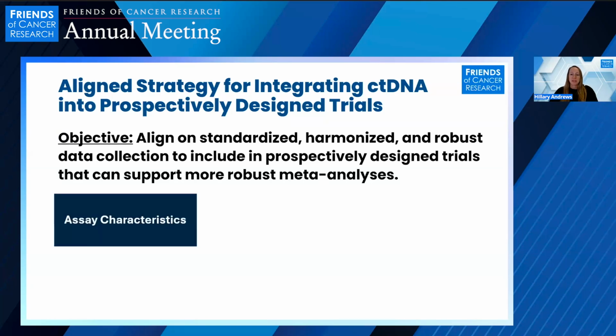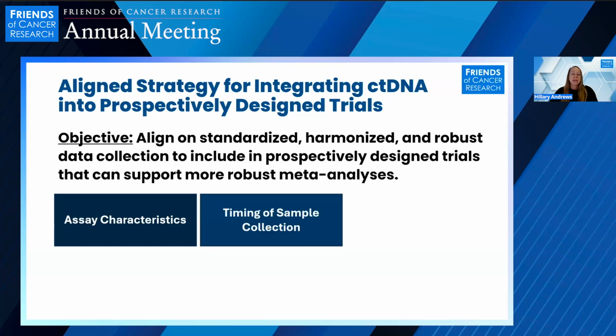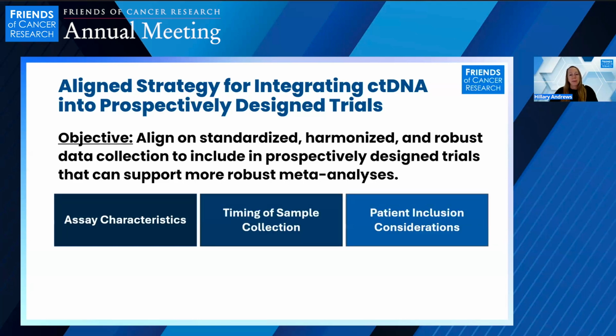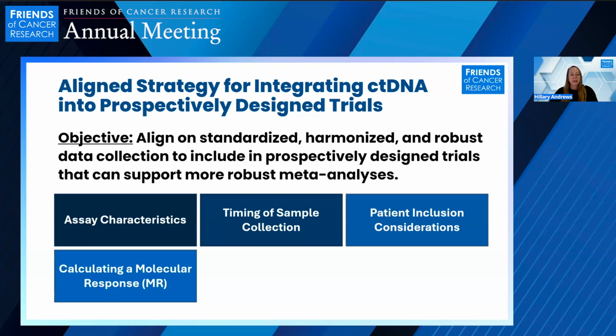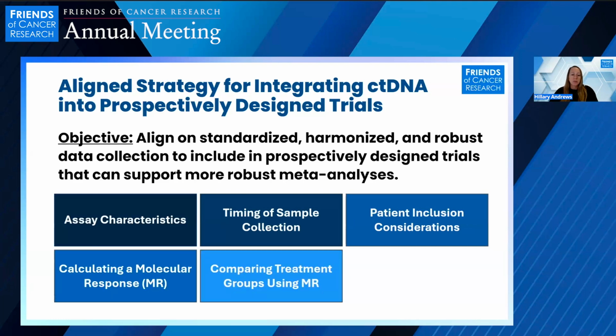We outline various aspects of a prospective trial that incorporates ctDNA, including assay characteristics, timing of sample collection, patient inclusion considerations, calculating a molecular response, approaches for comparing treatment groups using molecular response, and meta-analysis considerations.